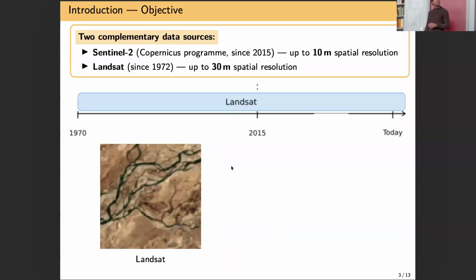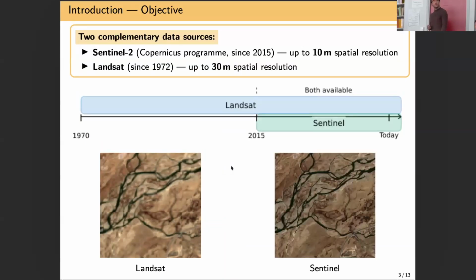In this study, we use two types of data, Sentinel-2 data and Landsat data. Landsat data, firstly, has the advantage of having a large historical coverage starting from the 70s. We have an example here of an image from Landsat. Secondly, we consider Sentinel-2 data that have a higher resolution, but starting only from 2015. Later, we also created a database where both data were available.